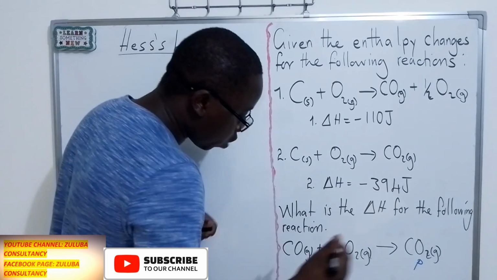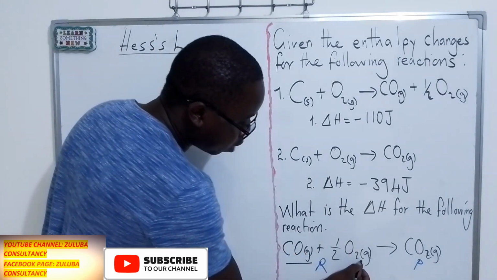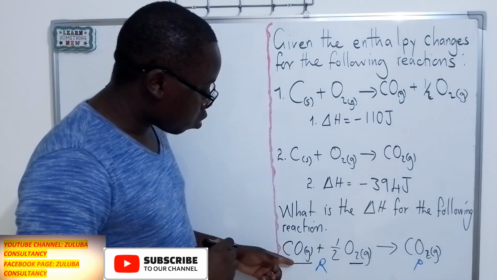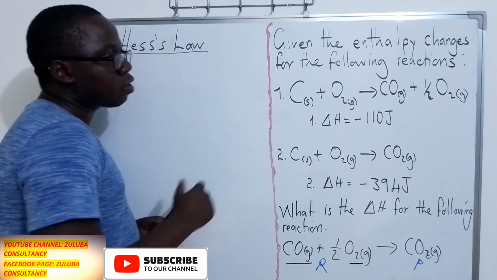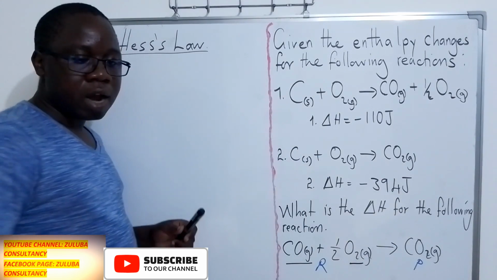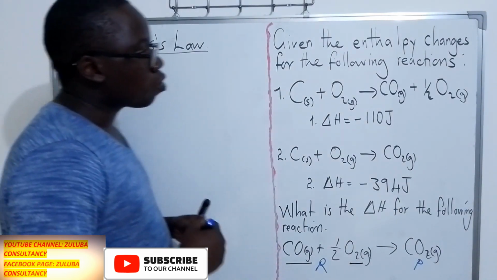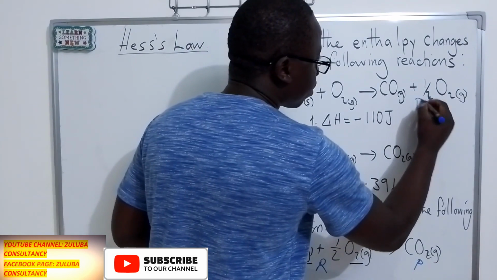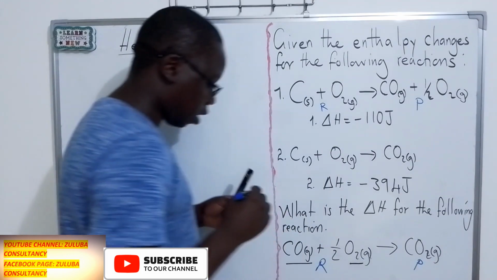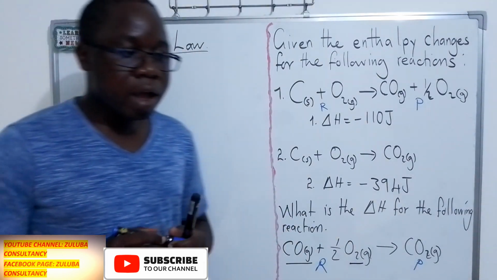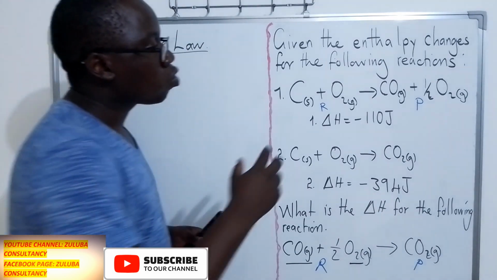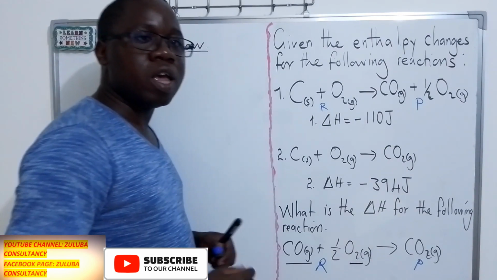Now you'll notice that we have carbon monoxide here and oxygen. So in which equations are we finding carbon monoxide and oxygen? You'll notice that in equation 1, that's where we have carbon monoxide and oxygen. Now in this equation, carbon monoxide and oxygen are on the product side, while we have carbon and oxygen as reactants. So Hess's law gives us room that we can reverse this equation.